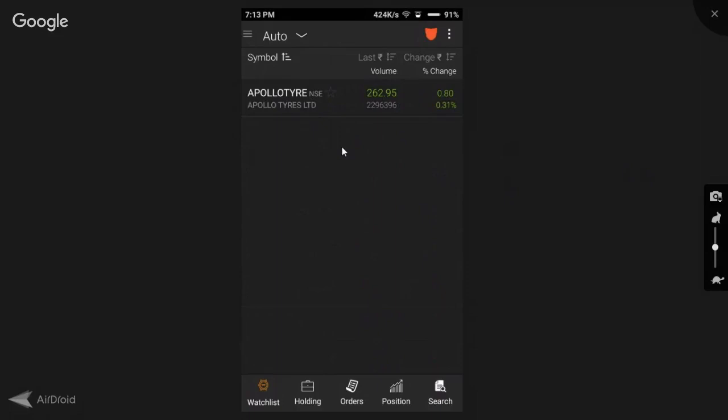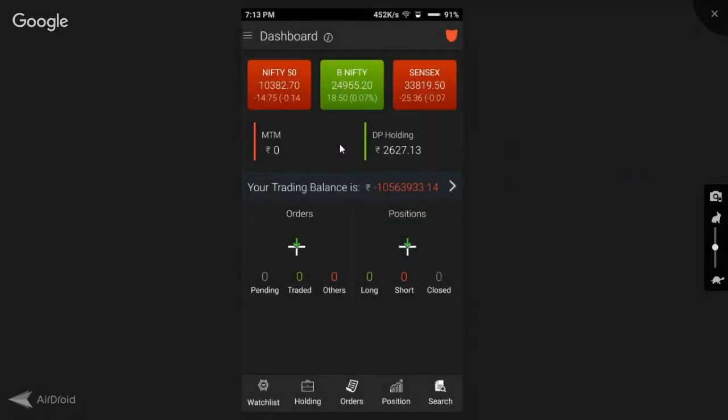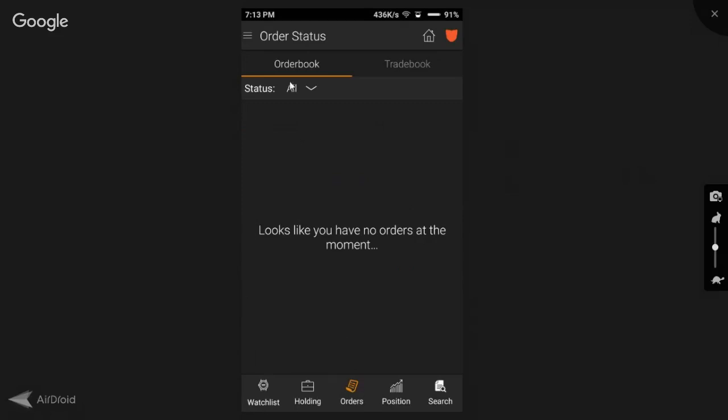So if I want to go back to the main section, to my home section, I go to the top left hand side, go to the three bars, and then I click on dashboard. Holdings over here is basically all the shares, the value of all my shares. That's what holding shows, all the shares that I'm holding right now. Orders are going to show me all the orders as well as the trades. So order book and trade book.